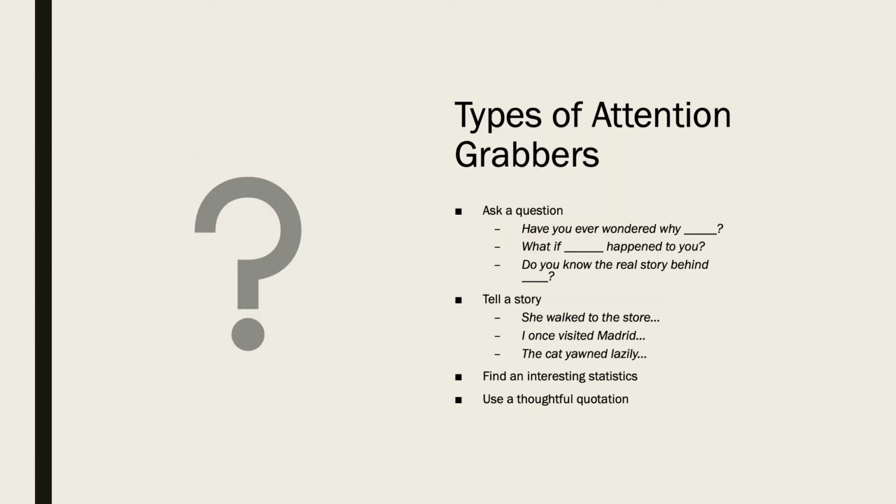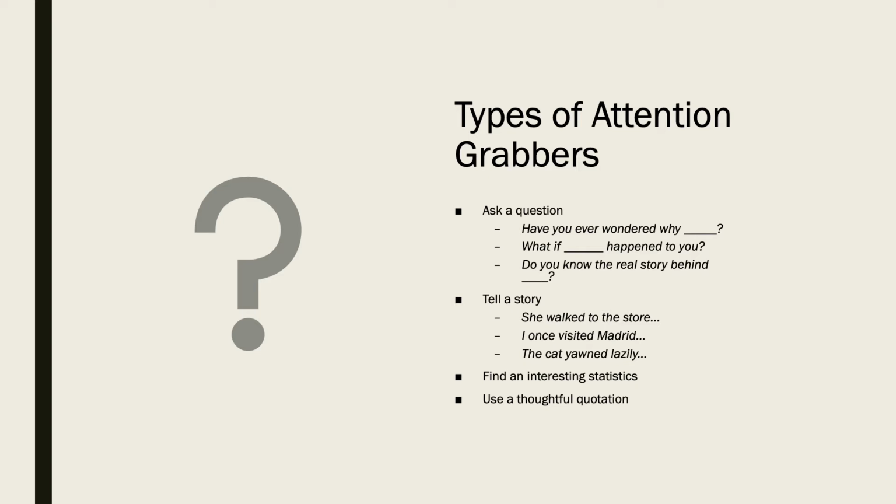Here are some different types of attention grabbers. You can start by asking a question. For example, have you ever wondered why, or what if blank happened to you? Or do you know the real story behind blank? Asking a question is a great way to start your essay if you're having trouble thinking of anything else.